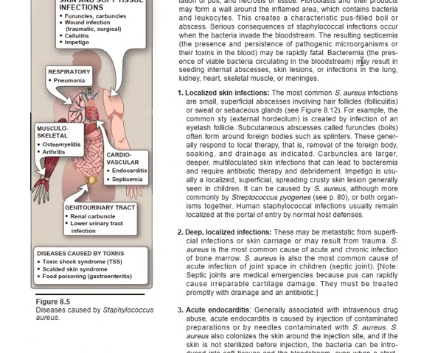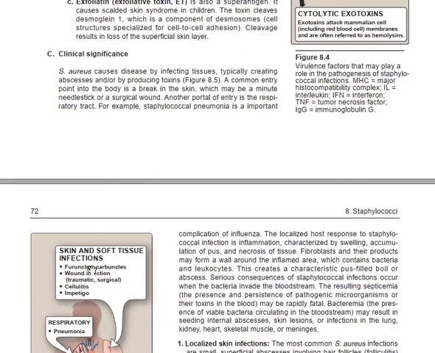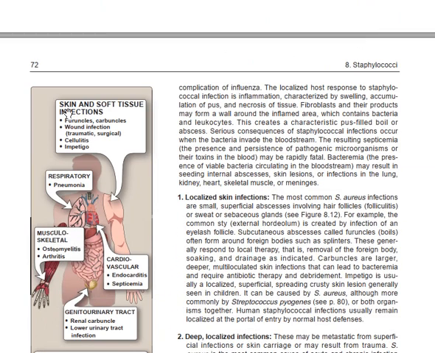Is it clear? Now the next thing is the diseases caused by Staphylococcus aureus. We start with the skin and soft tissue infections. You need to know that you have furuncles, carbuncles, and wound infection, like traumatic and surgical wound infection. You have cellulitis and you have impetigo. Is it clear? So those are examples of skin and soft tissue infection caused by Staphylococcus aureus.